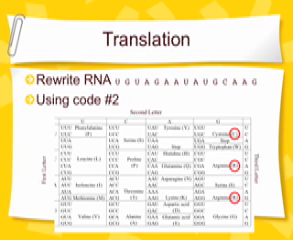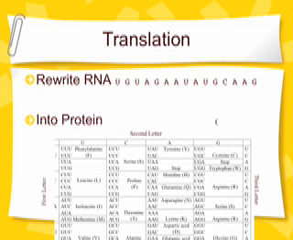Alright, so let's translate this. If we take the UGU and find the UGU on the table, that will give us a C in the protein code. The next 3-letter code is AGA. So where would AGA be found? Well, it's about three-quarters of the way down on the table. G is the second letter, so it's over in the G column, all the way on the far right side. AGA is arginine, and it's an R.